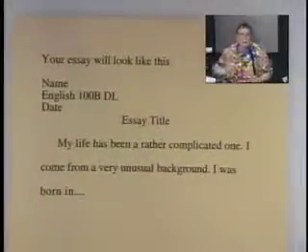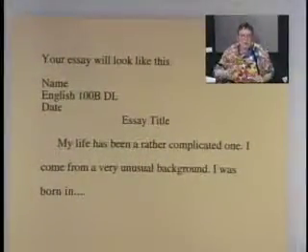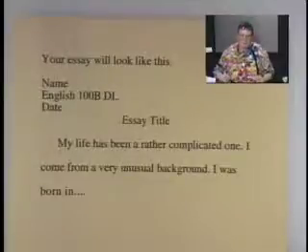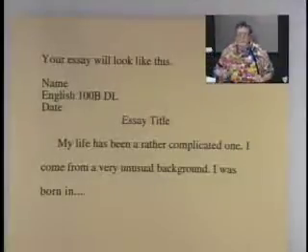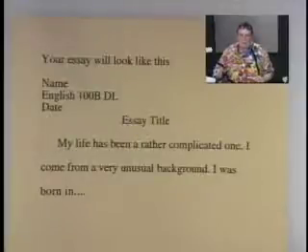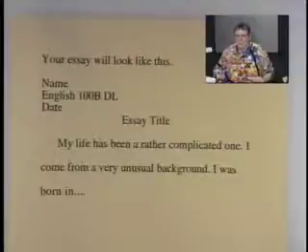You're going to put your name in the upper left-hand corner, and you're going to say English 100B DL, short for distance learning. You're going to give me the date. You're going to give me the title of your essay. This would be my kind of a start. My life has been a rather complicated one. I come from a very unusual background. I was born in, so you can tell that my first subpoint is going to wind up to be about ethnic origin. And maybe my second subpoint is going to be about academic accomplishments. I don't know. And then I would go on to tell you more about my background.